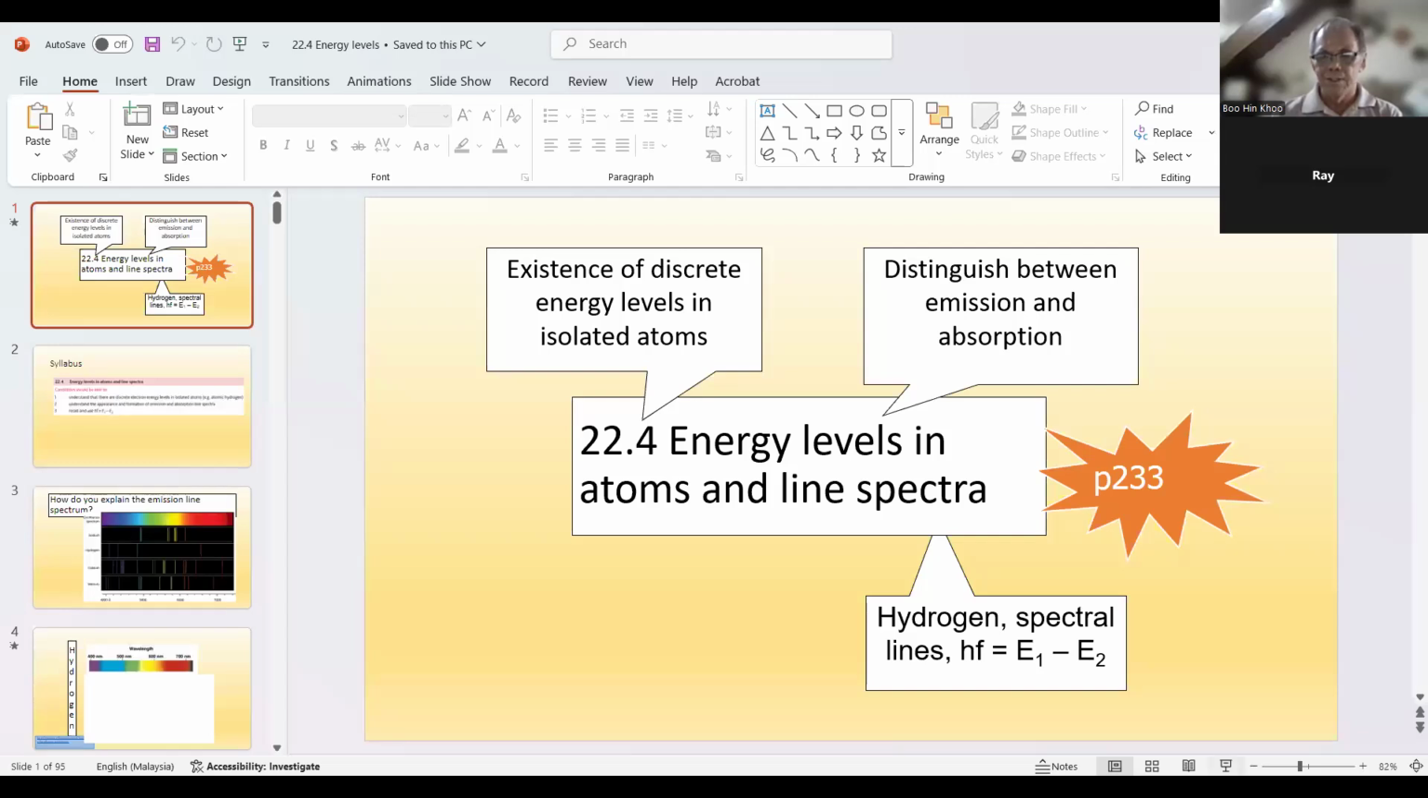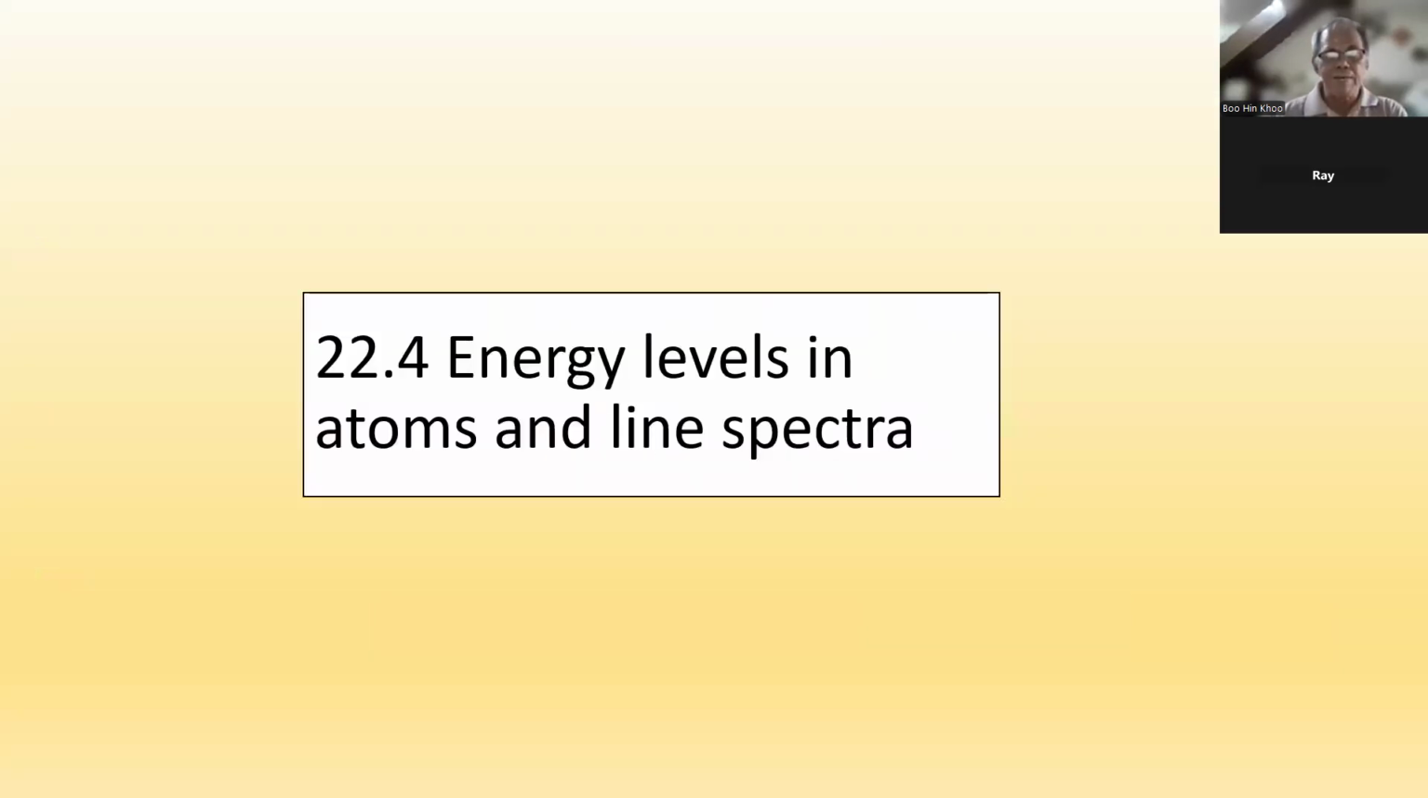Okay, are you with me, Ray? Yeah. Just now we looked at the discharge tube with different vapor, mercury, nitrogen, neon inside them, and then we see the different spectrum there. Right? Hydrogen also, hydrogen spectrum. So let's start our lesson.